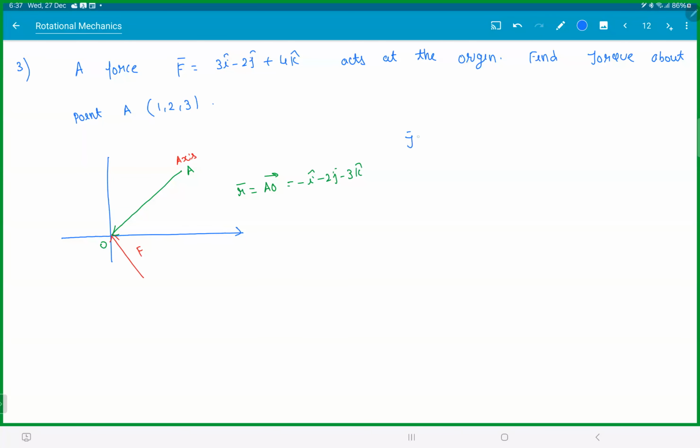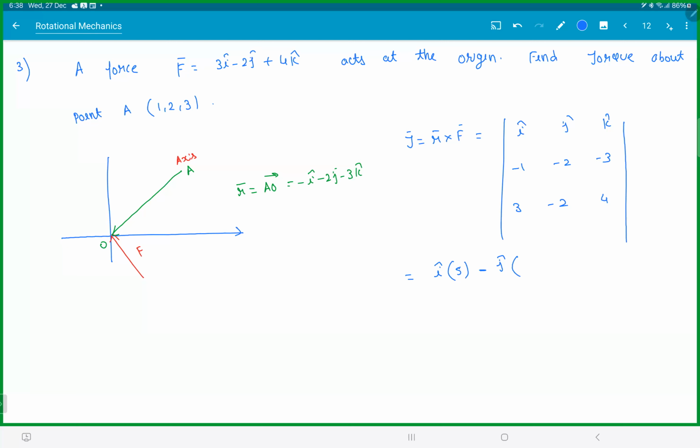So torque is R cross F bar. Everyone knows how to do a 3 by 3 determinant, I assume. So I, J, K. R bar is minus 1, minus 2, minus 3, and F bar is 3, minus 2, and 4. So this would be I into minus 4 plus 9, that is 5.